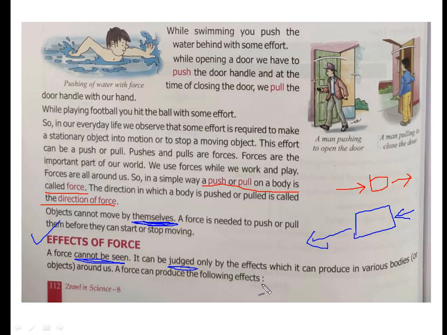A force can produce the following effects. You cannot see a force, you can only judge it or feel it. Whenever a force is applied to a certain object, you can see the object moving. Suppose this is an object, and a force is applied here. What you can see is the object which is moving. The force which is applied, you cannot see. So what are the effects which are produced by the force? Let us see.